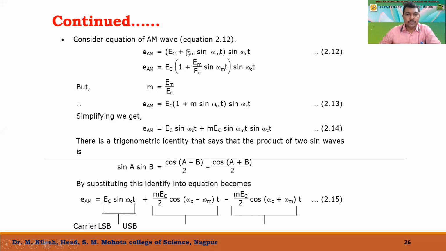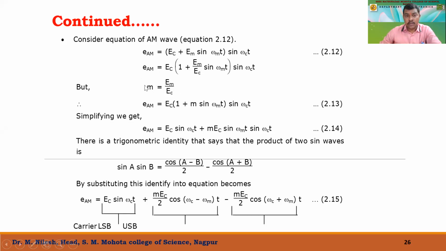Now if you again solve this, we are taking this EC as common. So if you take this EC as common, we'll get 1 plus EM by EC sine omega mt into sine omega ct, right? So this will be the equation that we are getting after having this EC out of this bracket. And we know that EM by EC is equal to the modulation index. So this modulation index is given by this equation, the amplitude of the modulating signal divided by the amplitude of the carrier wave, right?